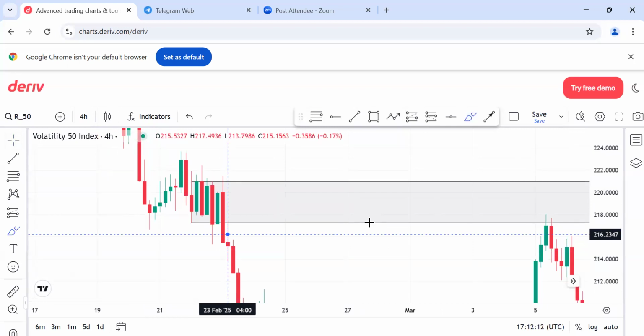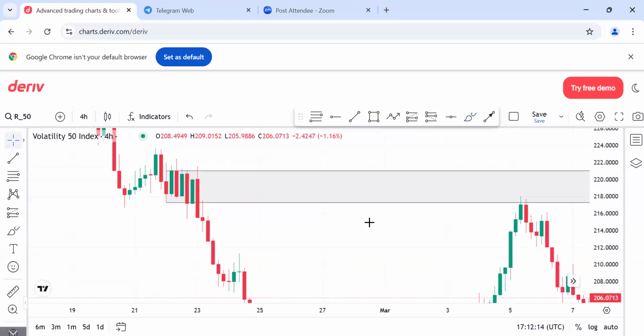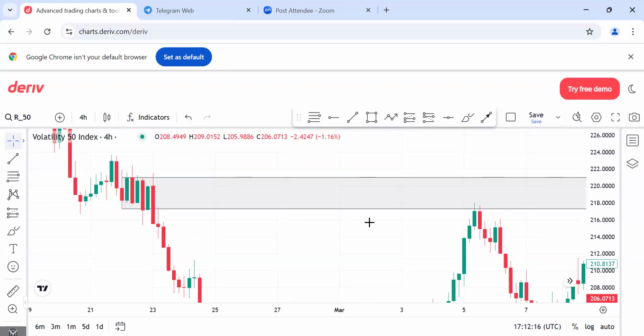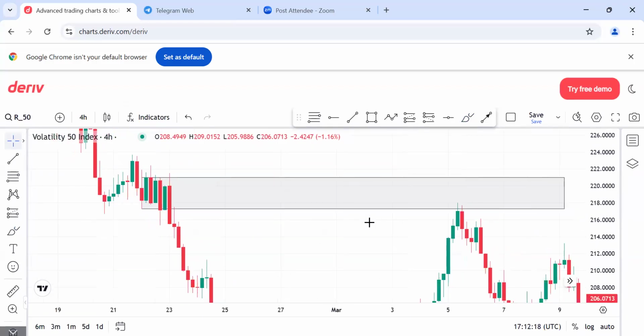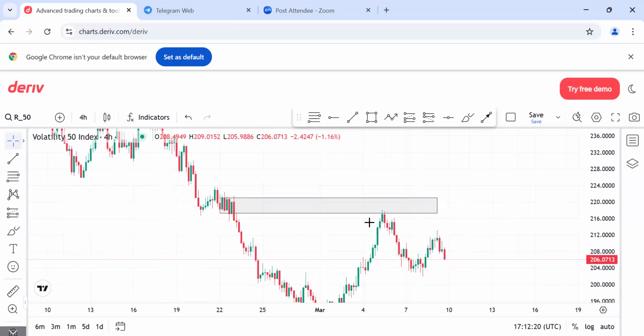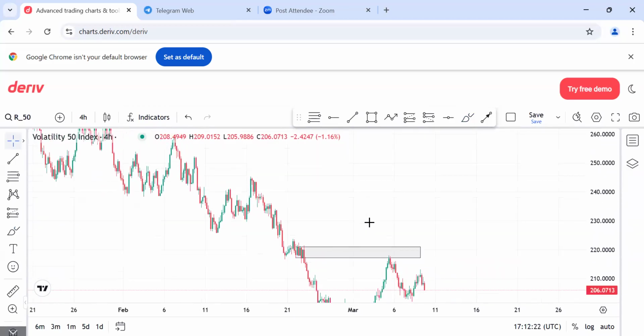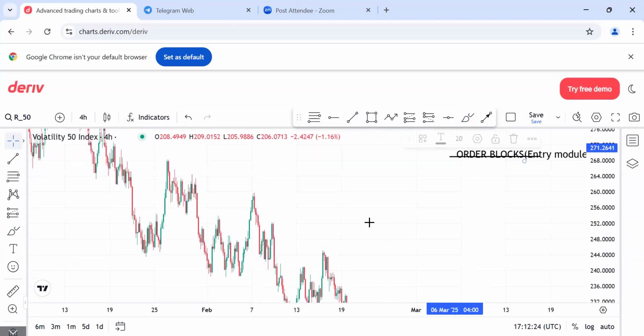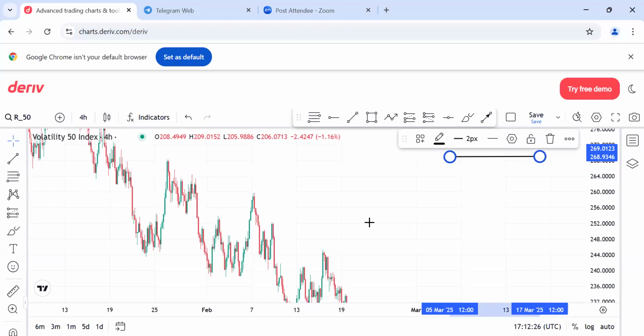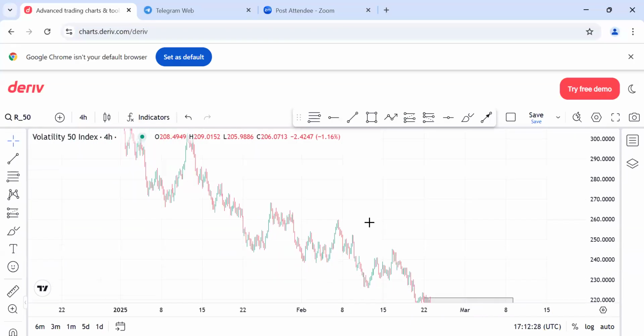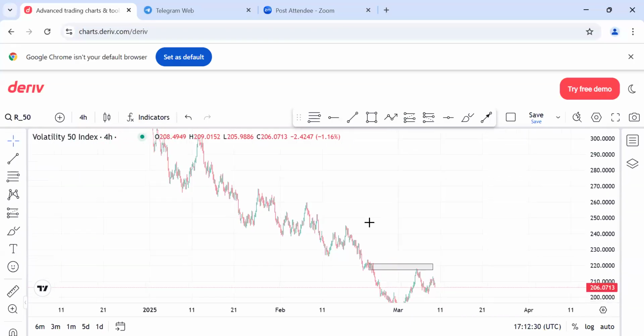The reason price respected this order block, regardless of its imperfections, is that the market is very structured. When we consider this long bear structure price has been on.